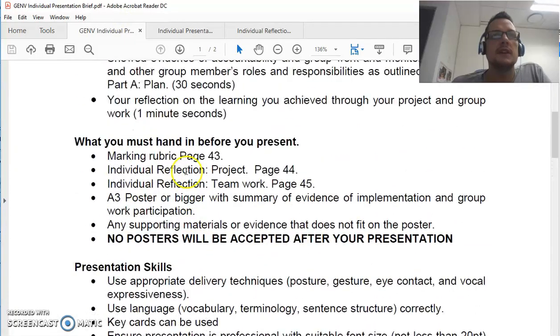And we're expecting you, as you can see over here, you must hand in your marking rubric, your individual reflection in terms of the project, your individual reflection in terms of the teamwork, and the A3 poster or bigger with a summary of the evidence of implementation and group work. Nowhere here does it tell us that you must be presenting around the theory of what you did. So I don't want to hear about pollution. I don't want to hear about why litter is important. I want to know what you did and what you learned from it.